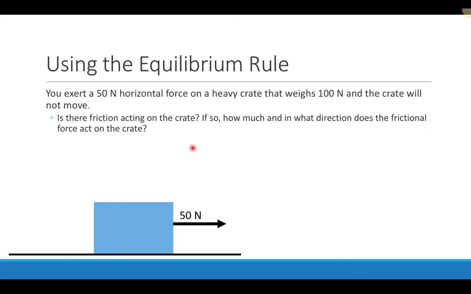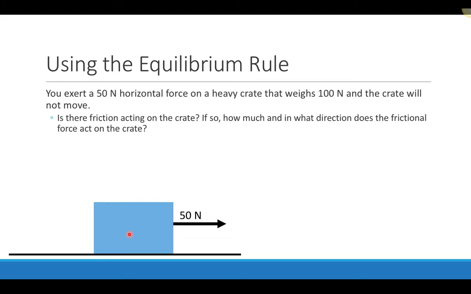We can often use the equilibrium rule to solve problems. In this particular picture, I have a heavy crate. The crate weighs 100 newtons, and it's being pushed with a force of 50 newtons to the right, and it does not move. If it doesn't move, that means it's at rest, and its acceleration is 0. The question is: is there a frictional force acting on the crate, and if so, how much frictional force is there, and what direction does the frictional force act?